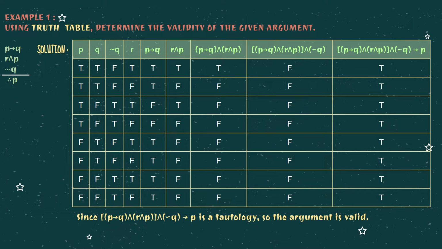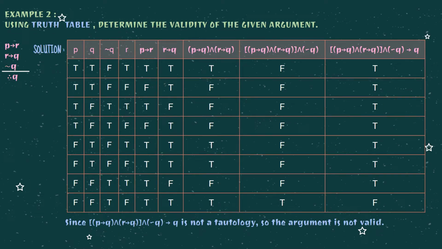P implies Q and R and P. As I already explained, the truth value will only be true when both are true. Then we get true, then all false. P implies Q and R and P, and negation Q. We will get all false. Then P implies Q and R and P, and negation Q implies P will be all true. Since the final column is all true, that means it is a tautology, so the argument is valid.